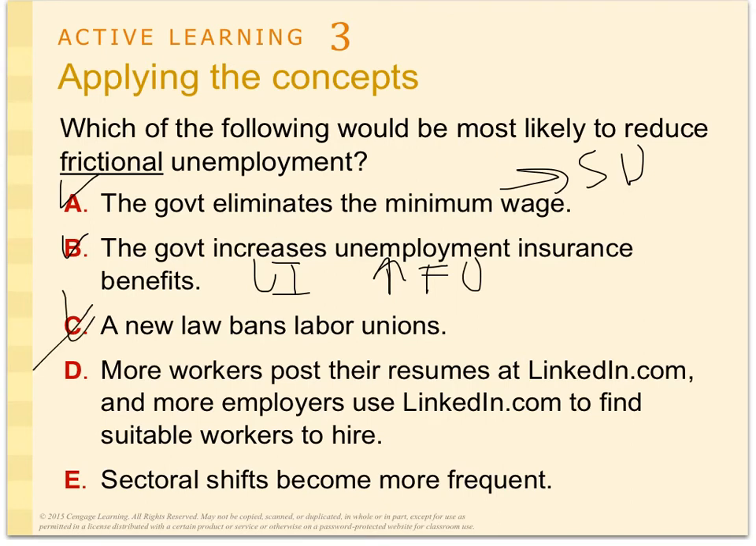A new law bans labor unions. So labor unions are about structural unemployment because they ask for higher wages. So keep in mind, structural unemployment is about wages. Wages are above the equilibrium, so this creates a problem. There are fewer job openings than the number of people looking for a job. If there is a law that bans labor unions, it will decrease structural unemployment. It's not related to frictional unemployment.